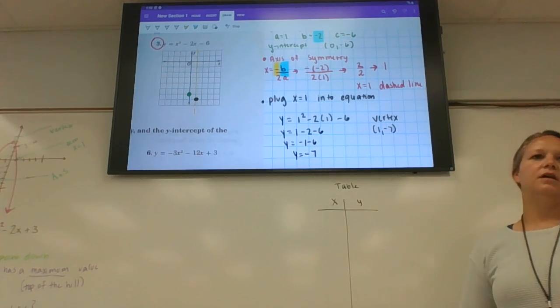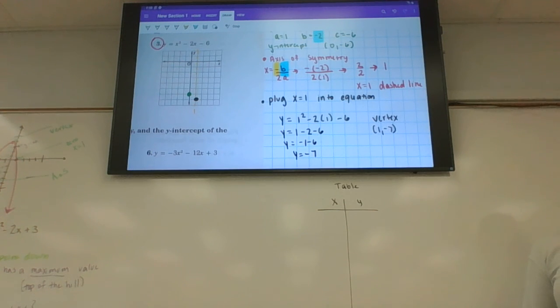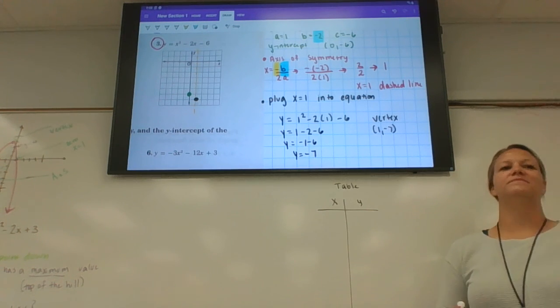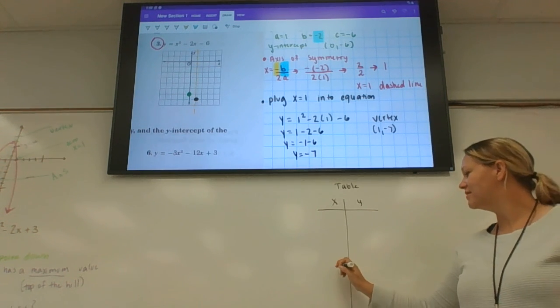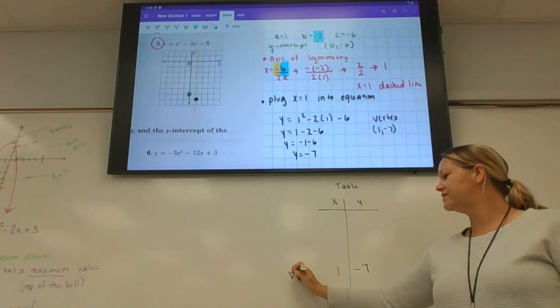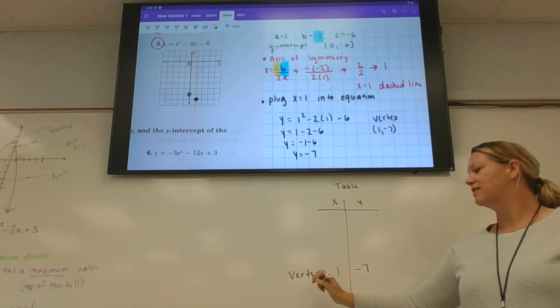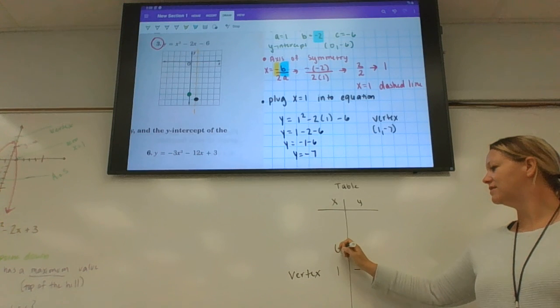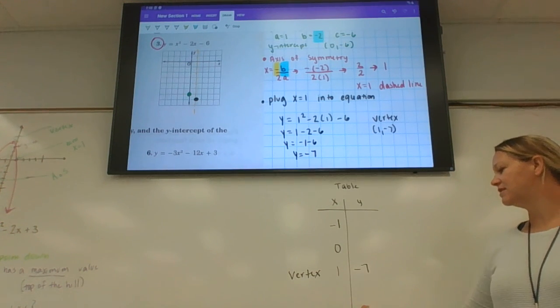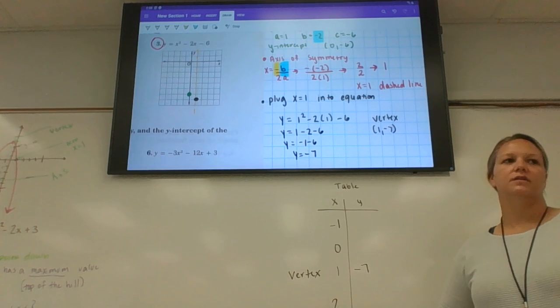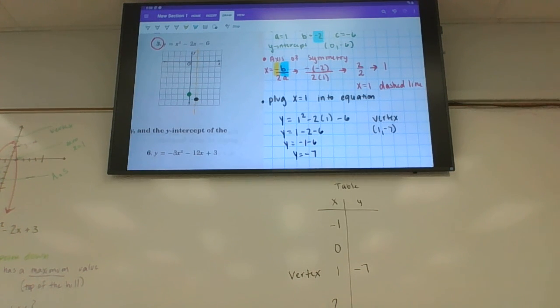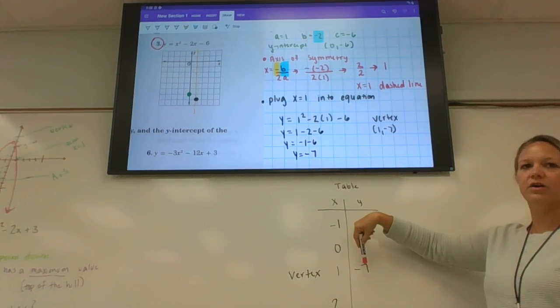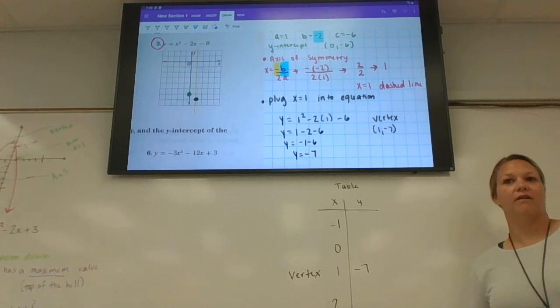Alright, Aiden, do you know how to make a table? Miss, I do. Okay, let's hear it. What makes a table? In the middle is 1, -7. Alright, does everybody understand where we got the values for our table? Whatever this is goes in the middle, and then you want all the numbers to go in order.